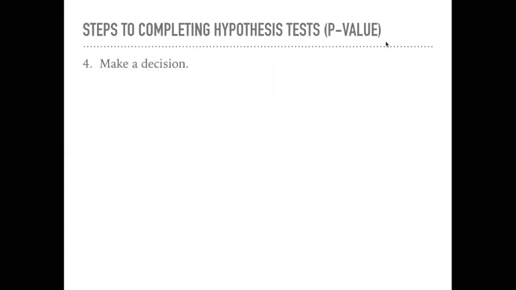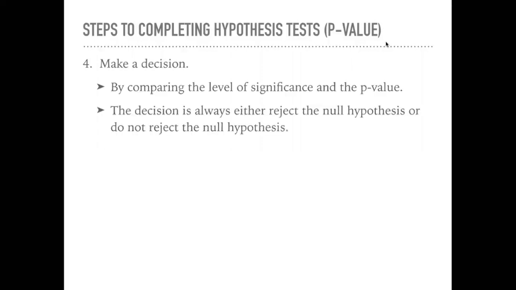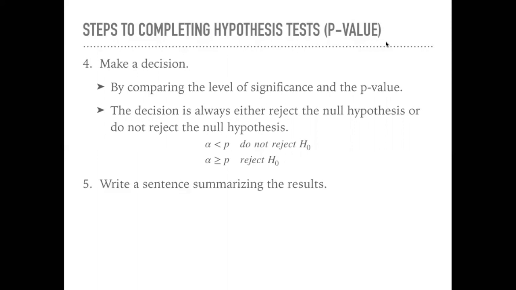Step 4, you're still making your decision. You're making a decision by comparing your level of significance to the p-value here. Before, we were using our test value and our critical value. Now we can use alpha and p. The decision is still always reject the null hypothesis or do not reject the null hypothesis. If alpha is less than p, we decide do not reject the null hypothesis. If alpha is greater than or equal to p, then we would reject the null hypothesis. And then step 5 is the same as always: write a sentence summarizing the results.